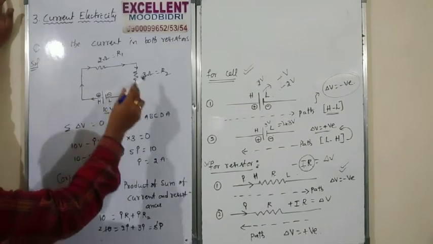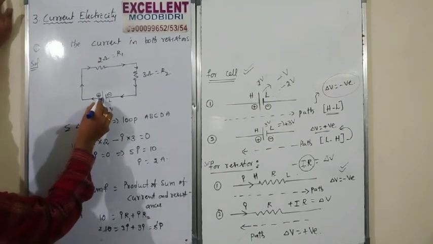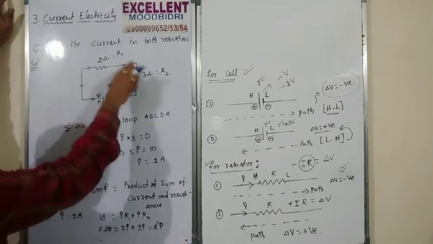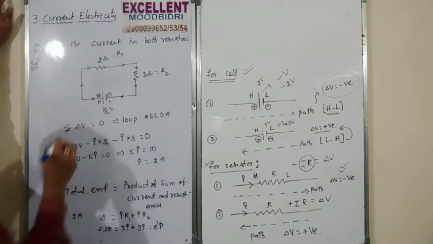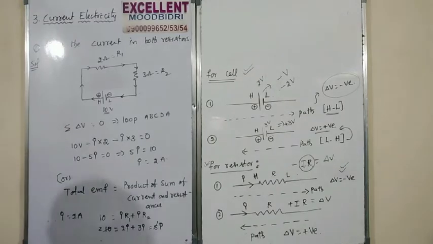Now current is going like that only. This is the direction of current. Always move from higher potential to lower potential. Right? Current is moving like that only. Right.